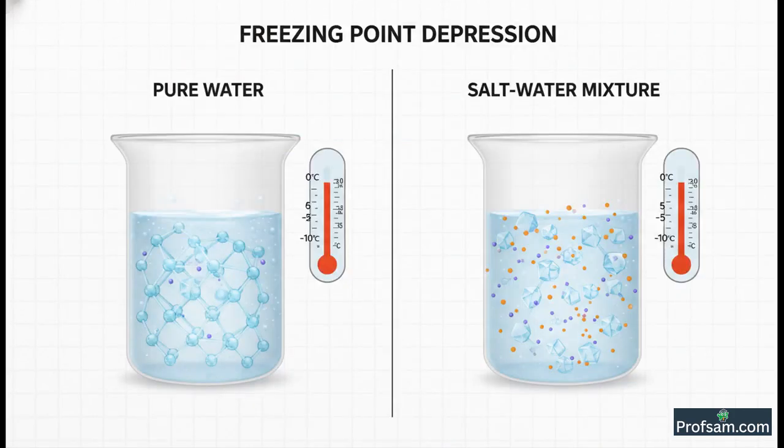Now, because of this constant interference, this constant disruption from all the solute particles, the normal freezing process is disturbed. So to overcome all this chaos and force the water molecules to finally lock into their crystal structure, you have to remove even more heat. You have to make the solution much, much colder. This lowering of the freezing temperature, that is exactly what we call freezing point depression.